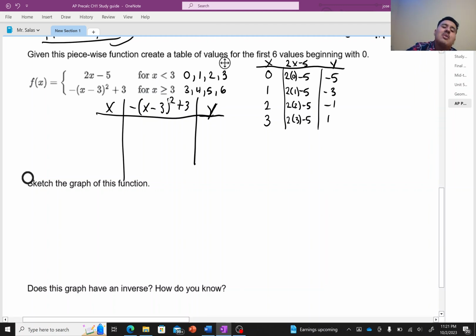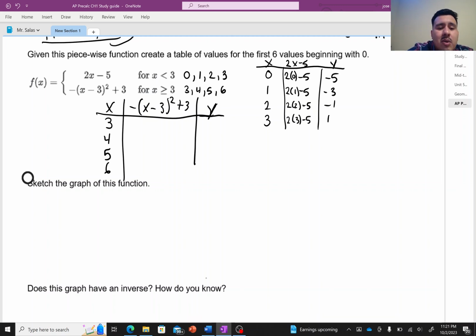So technically you would have to do FOIL and all these other things to create the table. But guess what, class? I'm going to go ahead and cheat. I'm going to use Desmos. But I'm going to go ahead and use Desmos to find values 3, 4, 5, and 6.